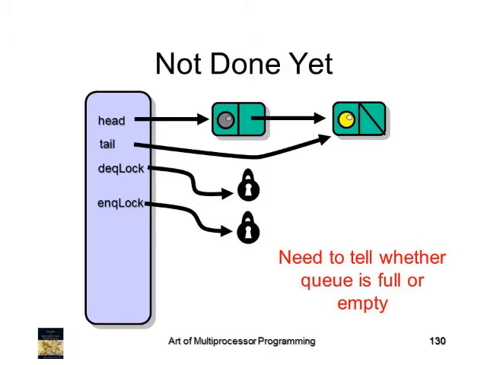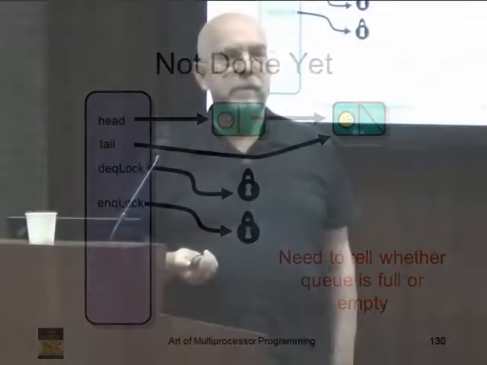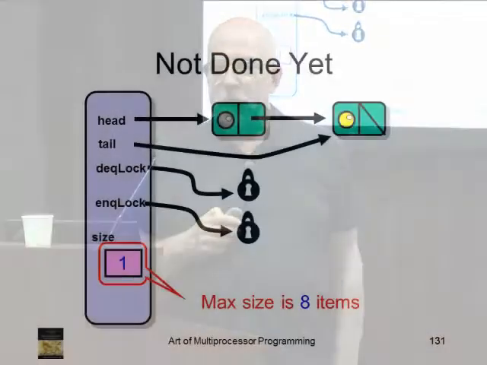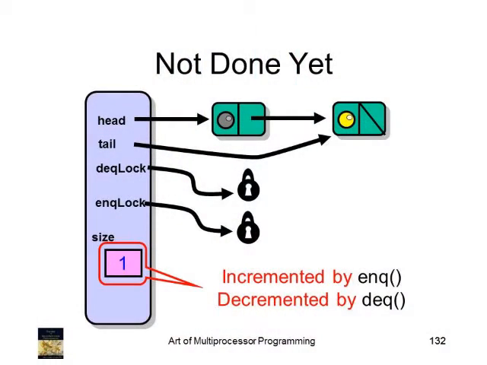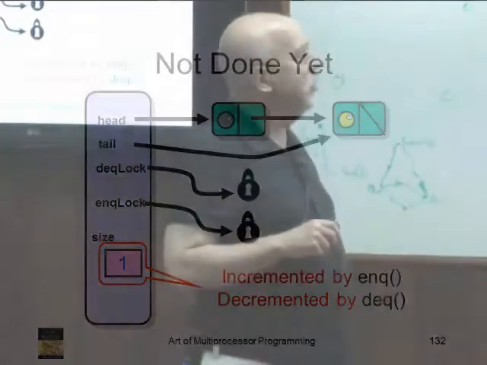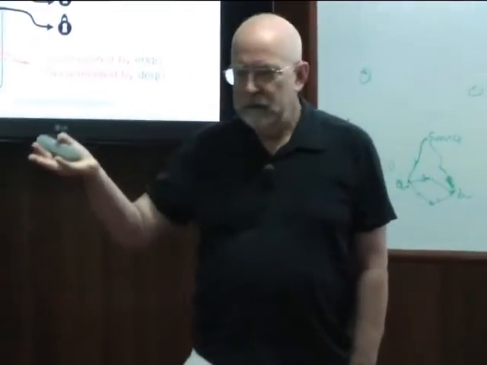Now, we need to tell whether the queue is full or empty because this is a bounded queue. We're going to put a limit on how many things you're allowed to put into it, and you always need to know whether a queue is empty. So I'll put a size counter. And in this example, we'll say the queue holds a maximum of 8 items. The thing about this counter is it's incremented by an enqueue because the number of items is going up. It's decremented by a dequeue.